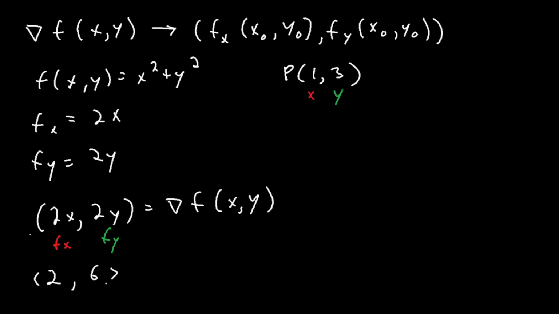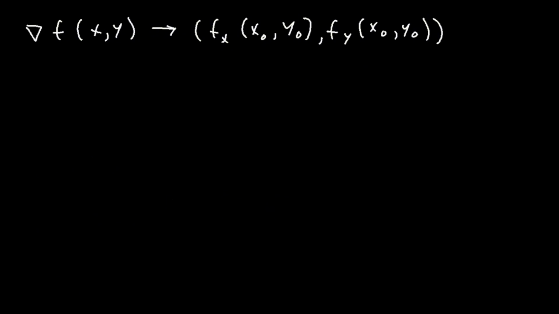And you'll treat this as a vector. And this vector is the vector whose direction points in the direction of greatest ascent for the directional derivative. Let's try one more.